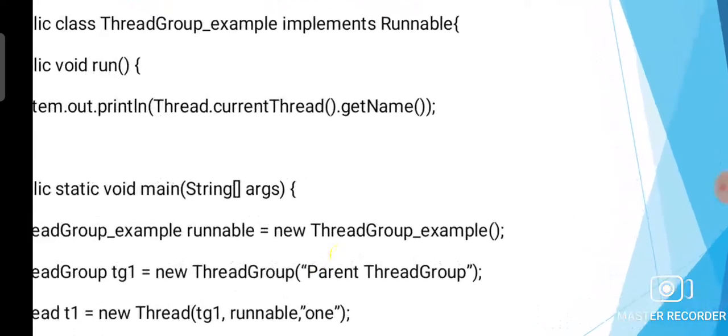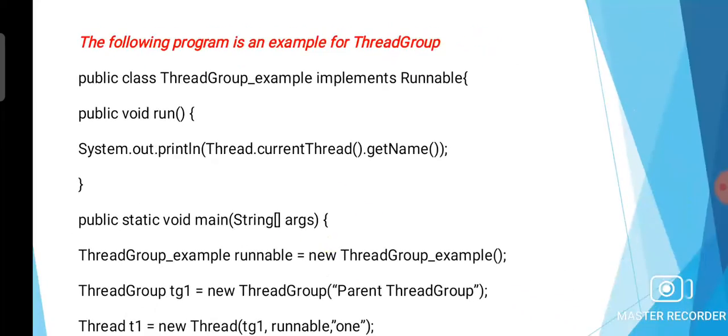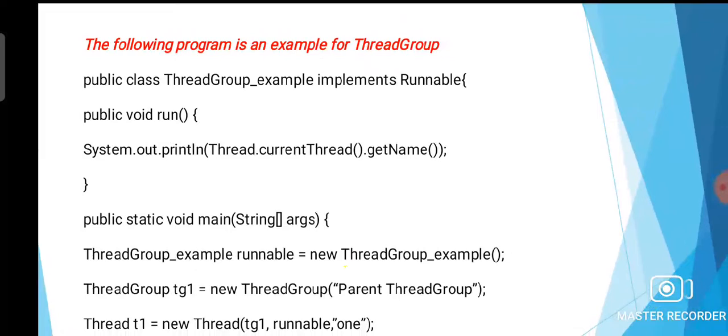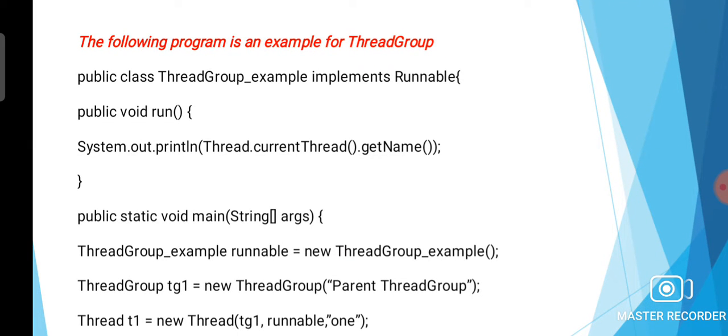Now we are going to see how we can create the thread group. We have defined one class. The class name is ThreadGroupExample that implements the Runnable interface. Then we have the run method. In thread programs, we always have the run method. Whenever we start the thread, the run method will be executed. That is the concept behind thread creation, isn't it?